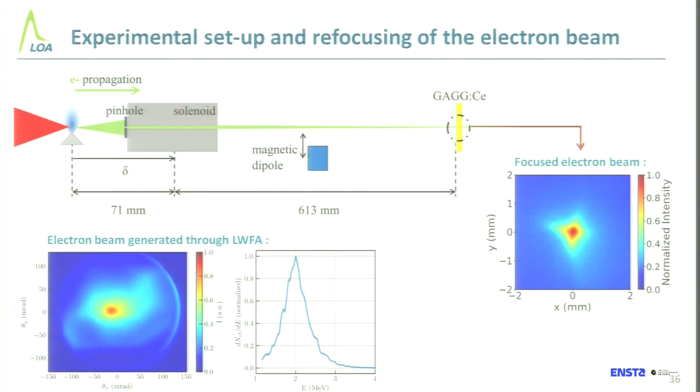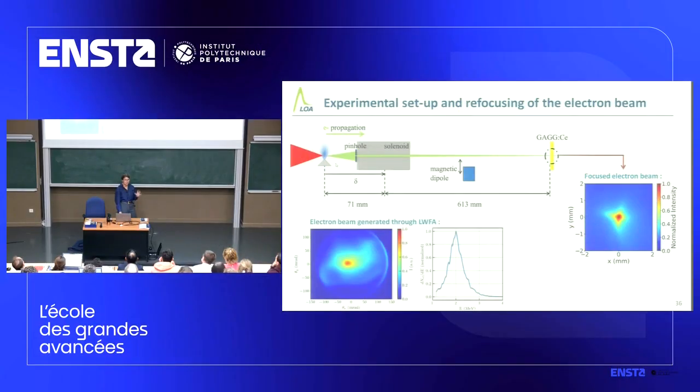Now the experiment itself. As I showed you, we have the acceleration: a laser which is focused above the gas jet, and the laser-wakefield acceleration process occurs here. Electrons are accelerated, they are sent through the solenoid, and then they are focused on a GAGG crystal. The typical electron beams that we had during this experiment had this beam profile with this type of energy, peaked at 2 megaelectronvolts. And the beam was focused. Here is one of the foci that we have with the solenoid.